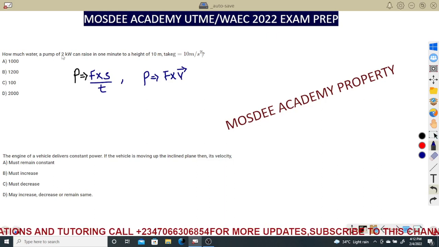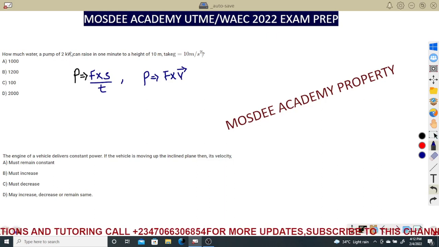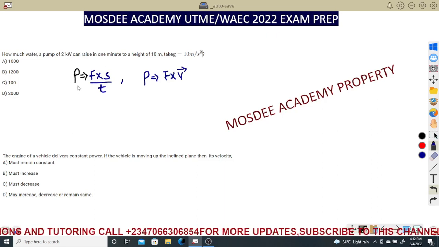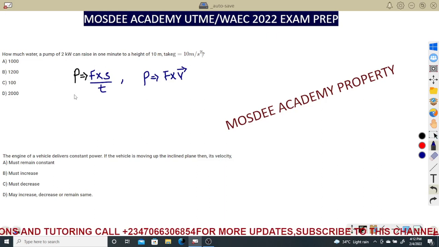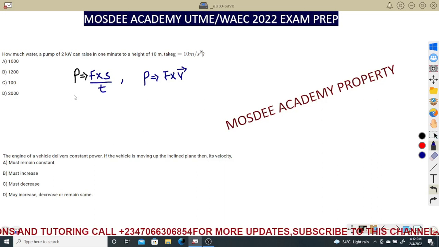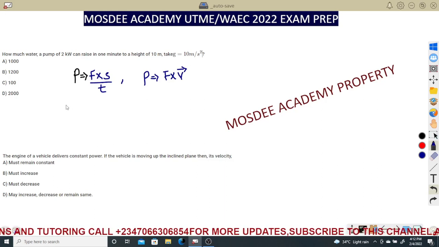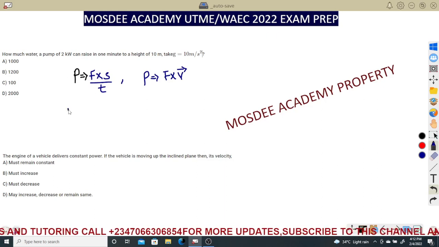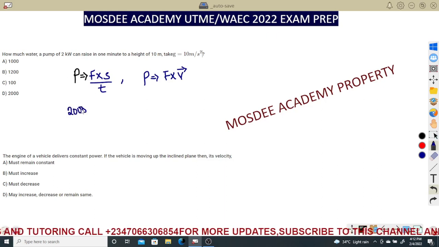What we are going to do is that we have power in kilowatts, so you multiply by 1000. Power can also be in HP, horsepower, which you convert, which is about 0.75, 0.76, whatever. So you convert kilowatts to watts. That is 2000. Power is 2000 watts.